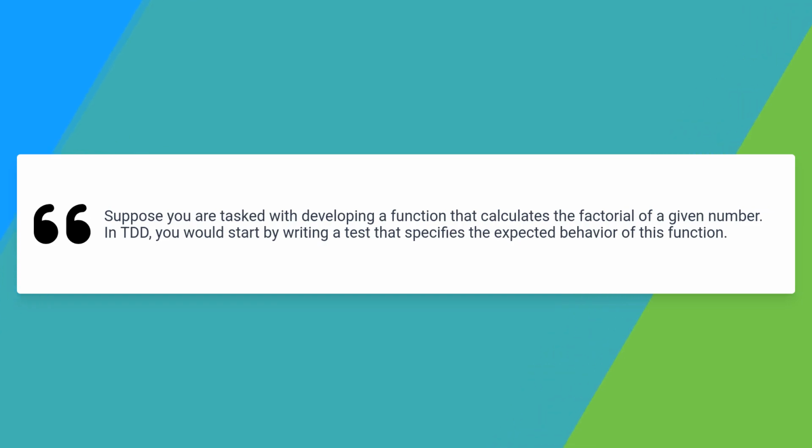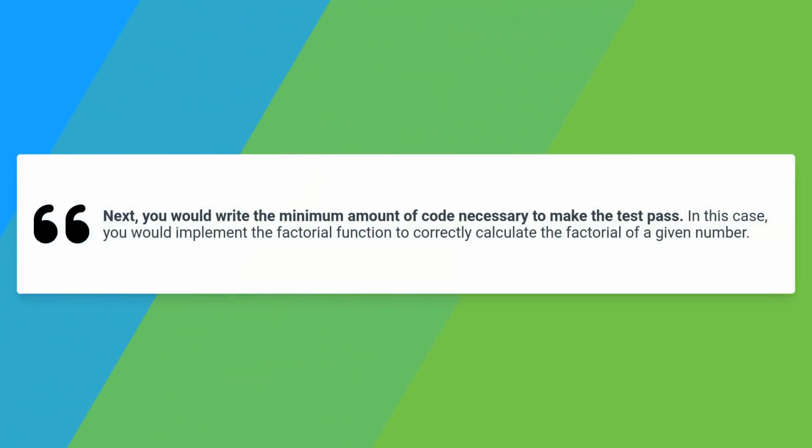Next, you would write the minimum amount of code necessary to make the test pass. In this case, you would implement the factorial function to correctly calculate the factorial of a given number. Once the test passes, you might write additional tests for edge cases, such as the factorial of 0 or 1, and repeat the cycle.